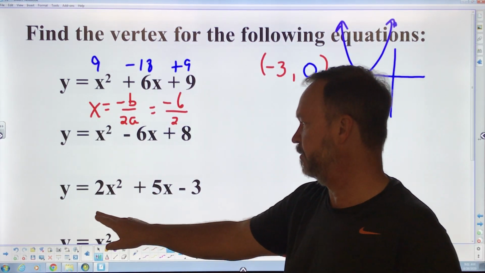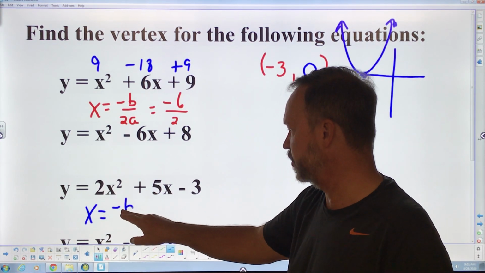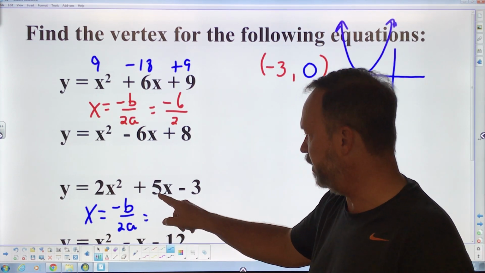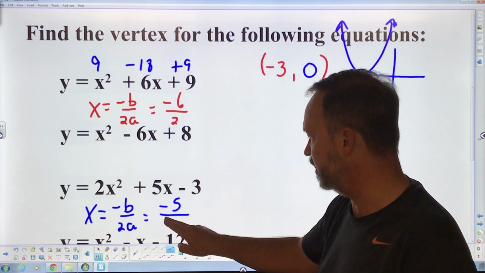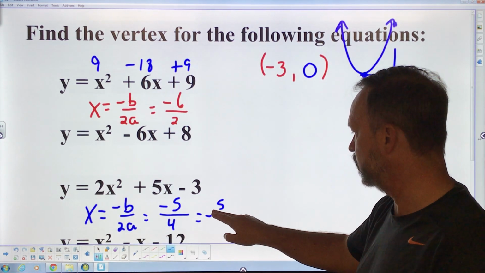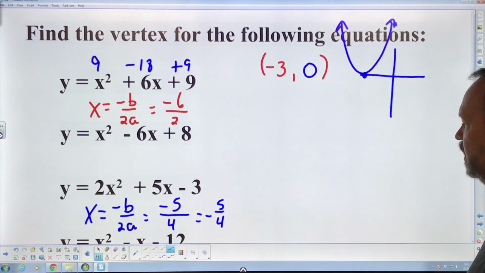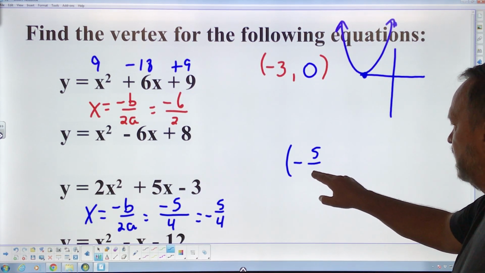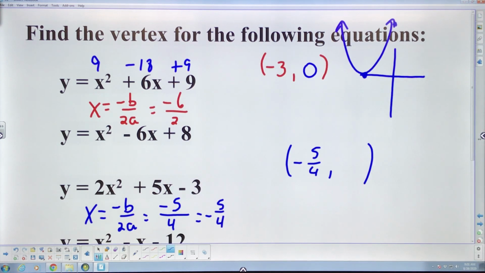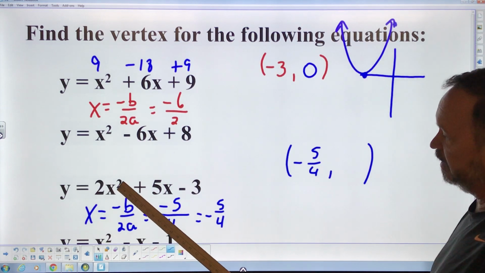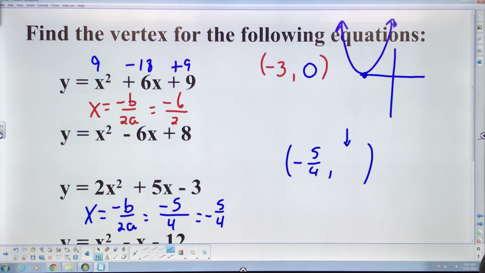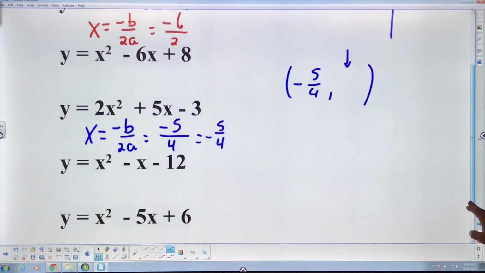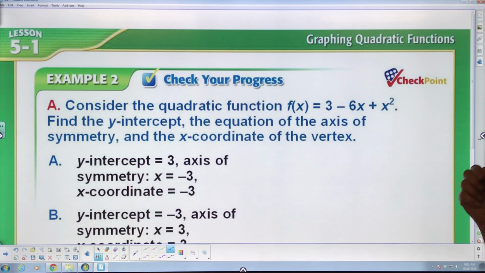Let's drop down and do this one. We know the axis of symmetry is negative b over 2a. b is 5, so negative b is negative 5, and 2a, since a is 2, is 4. So it's negative 5/4. If you prefer, you could look at that as a decimal, negative 1.25. Then you've got to put the negative 1.25 back in here to find the y value. If you have a great calculator, that would be easy to do. That's how you find the vertex.